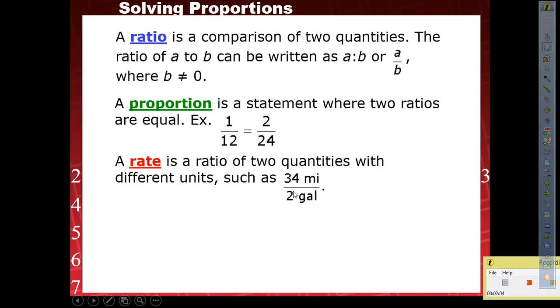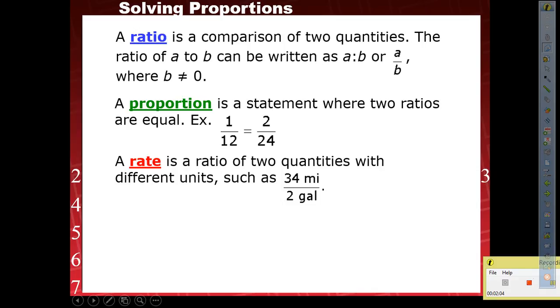Let's think outside the box here. Who's heard or seen a rate that we use pretty much every day? People that drive. Tell your neighbor, please. Yeah, miles per hour or kilometers per hour. That's another example of a rate, when they have two different measures.